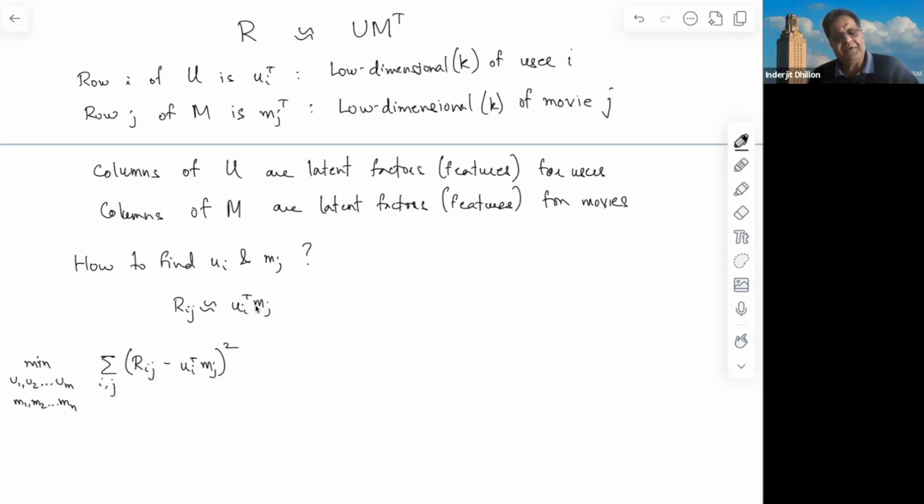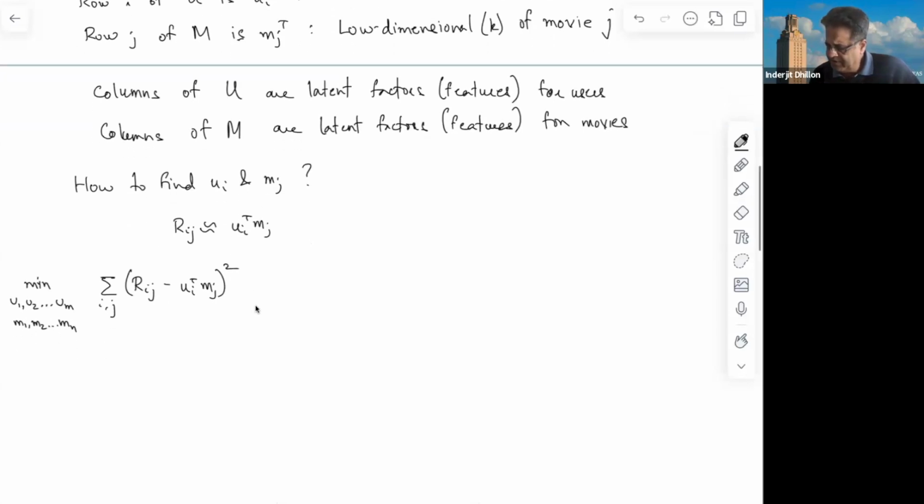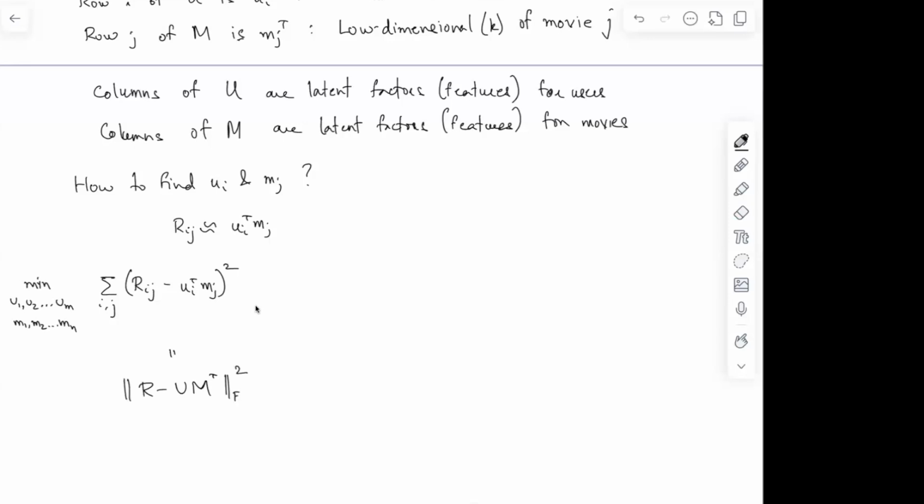Oh, so is this solution just given by... because I can write this in matrix notation, no need for the sum, right? We learned about norms, right? So I can write this as R minus U M transpose, Frobenius norm squared. Is that correct? Yes.